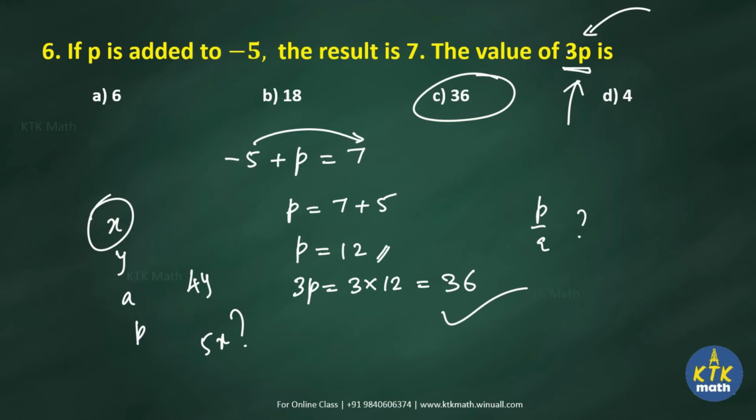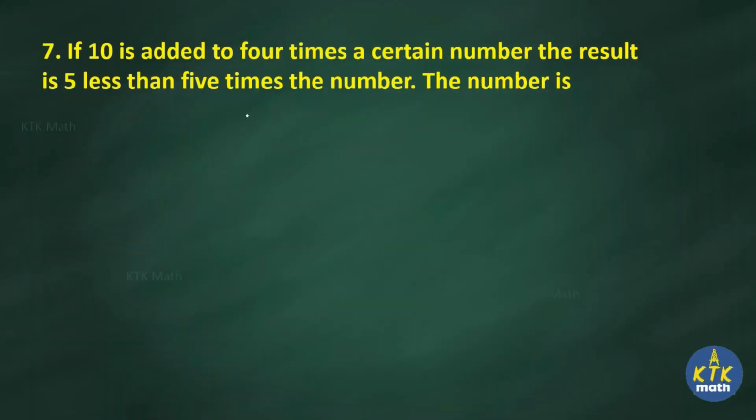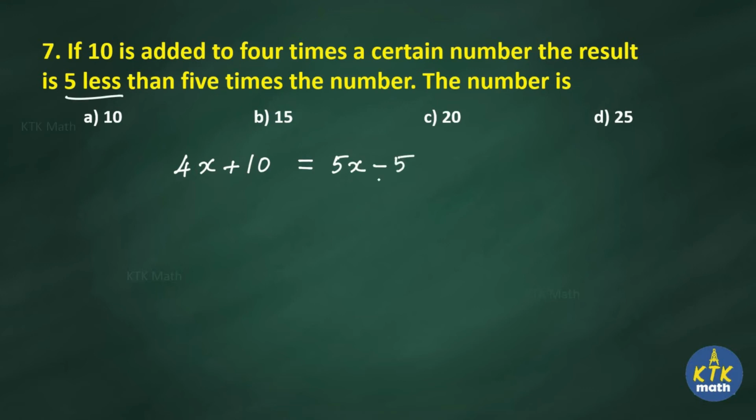Now it's time to move to the 7th question. If 10 is added to 4 times a certain number, the result is 5 less than 5 times the number. Okay, listen carefully. If 10 is added to 4 times a certain number, I can write this as 4 times x, right? You can use any variable, it's your choice. So if 10 is added to 4 times x, I am writing 4x plus 10 is equal to, the result is 5 less than 5 times. 5 times means what? 5x. Less than denotes negative 5.